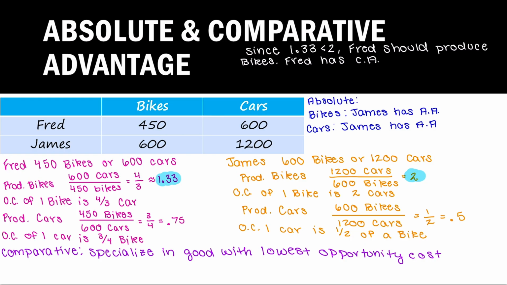We're going to do the same thing, and we're going to look at the opportunity cost of our cars. And we have 0.75 and 0.5. And since 0.5 is smaller than 0.75, we know that James should produce cars because that's where he has his comparative advantage.